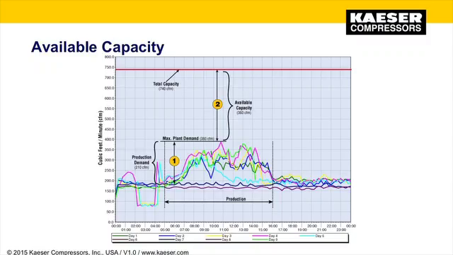What this graphic doesn't show you is what control type the compressor is actually running. So if it's running in modulation control versus load-unload or variable speed, etc., there could be a very big difference in overall energy cost.